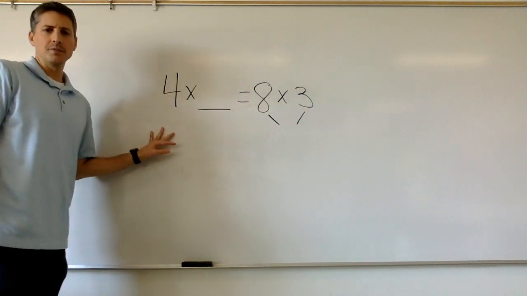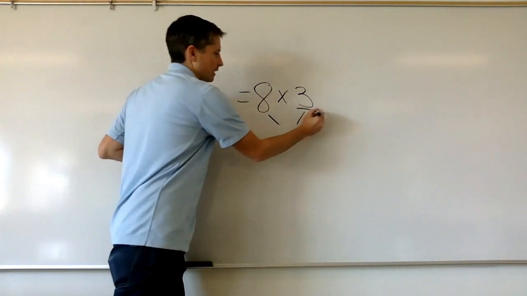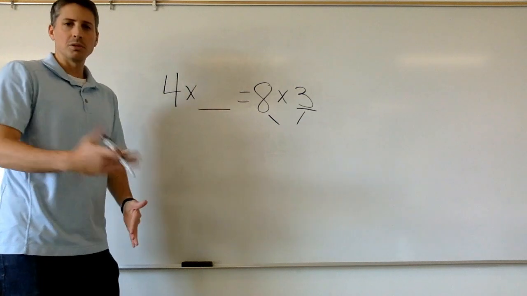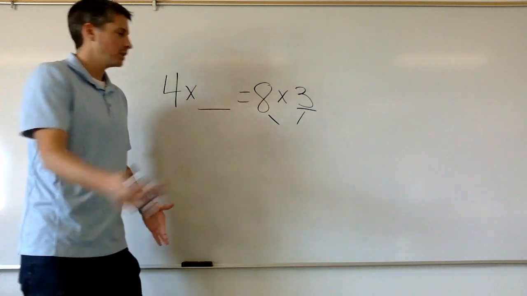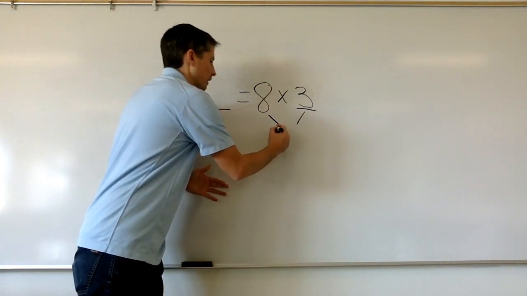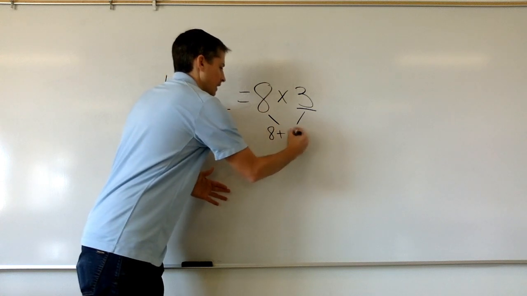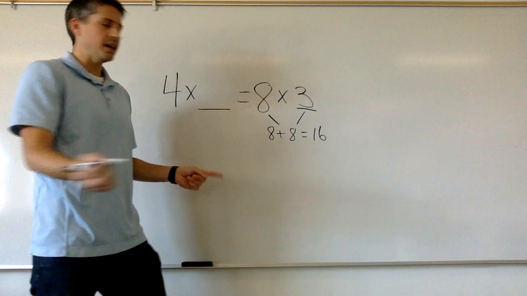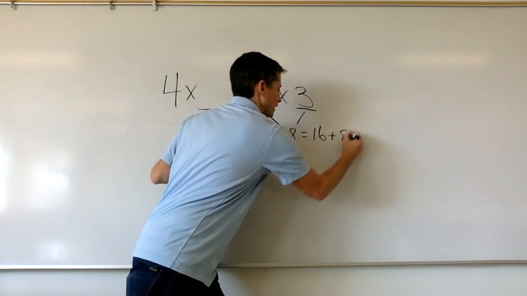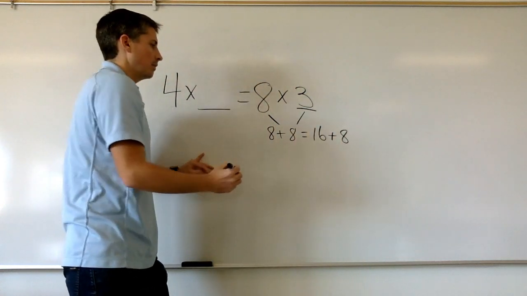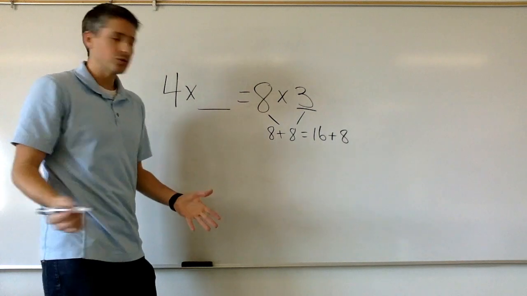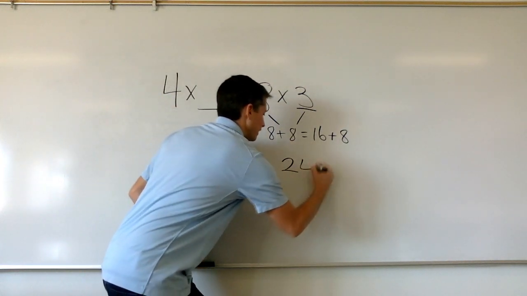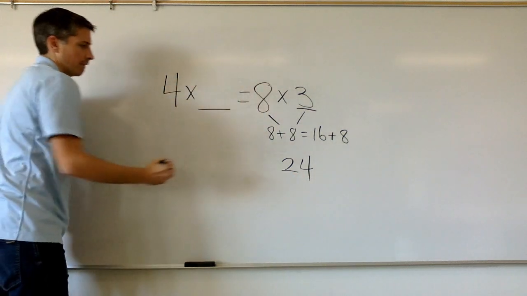8 times 3. So I see that we have a 3 here. So that means I can do the doubles plus 1 set strategy. So the doubles plus 1 set is 8 plus 8, and that equals 16, plus another 8. So it looks like this. 16 plus 8 equals 24. So this side right here equals 24.